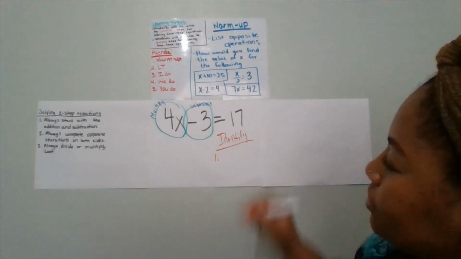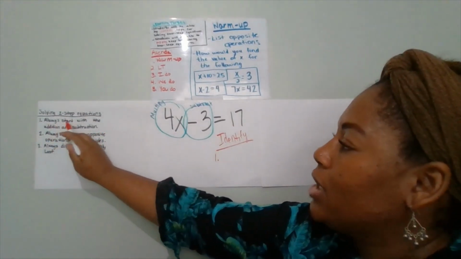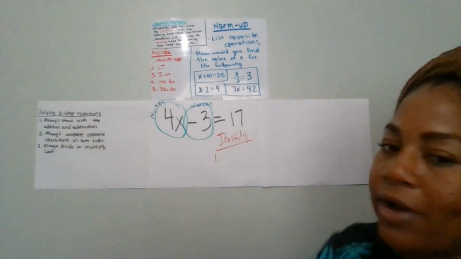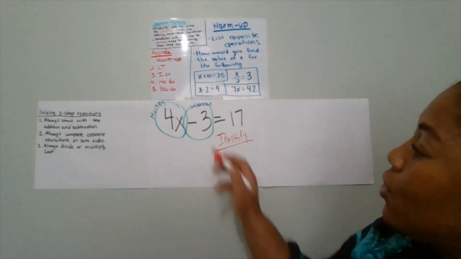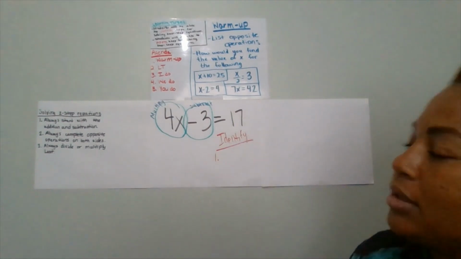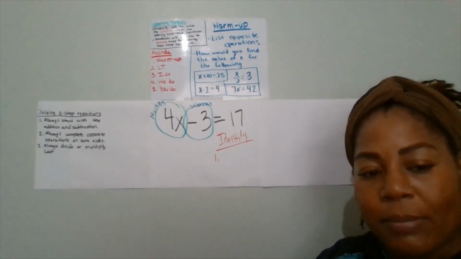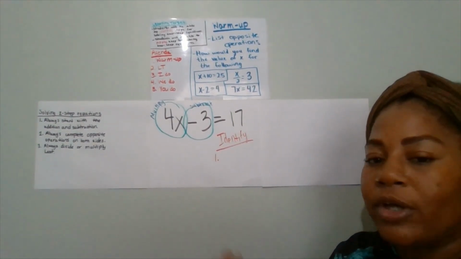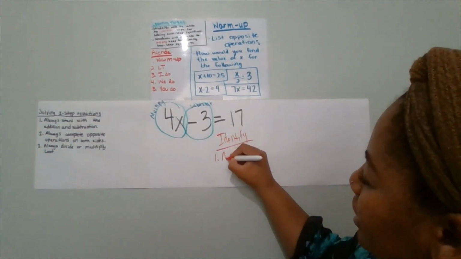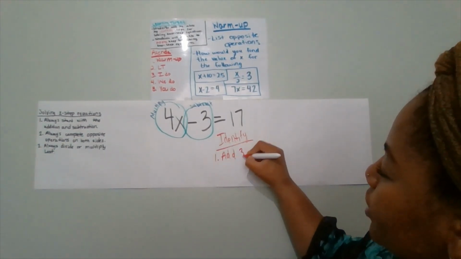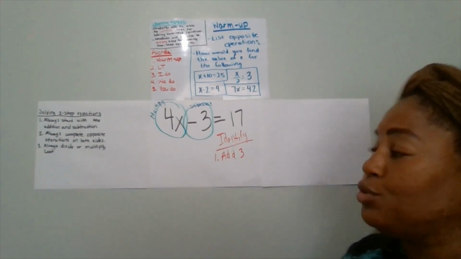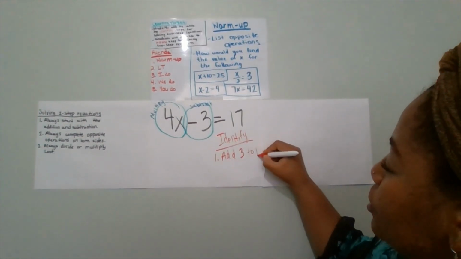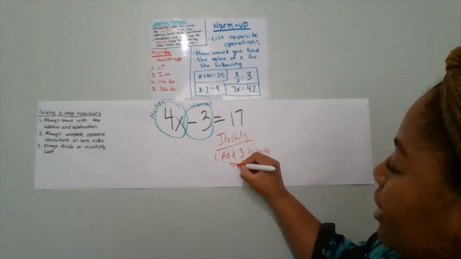So number one, always start with addition and subtraction. So we have subtraction here. In order to undo that subtraction, what must we do? Opposite operation, right? So we're going to add. So let's add 3. And we're not just going to say add 3. We must add 3 to both sides.